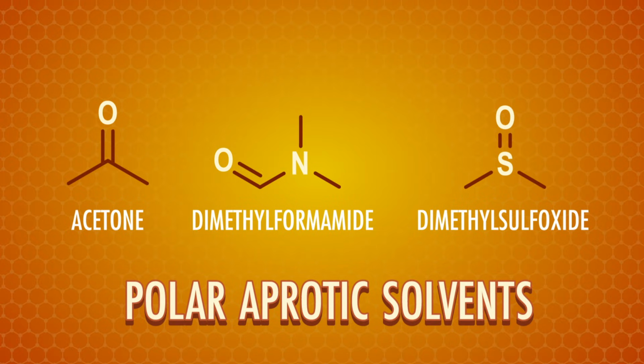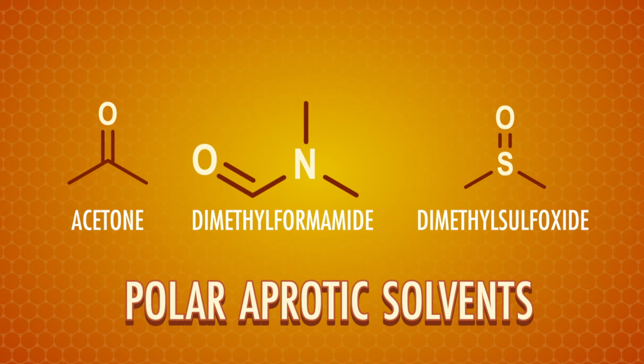Polar aprotic solvents have atoms like oxygen or nitrogen with a partial negative charge, and a polar bond, just not to a hydrogen atom. The polar bonds help these solvents dissolve organic compounds and the ionic nucleophiles often used in SN2 reactions. Some examples of polar aprotic solvents are acetone, dimethylformamide, and dimethyl sulfoxide, or DMSO.